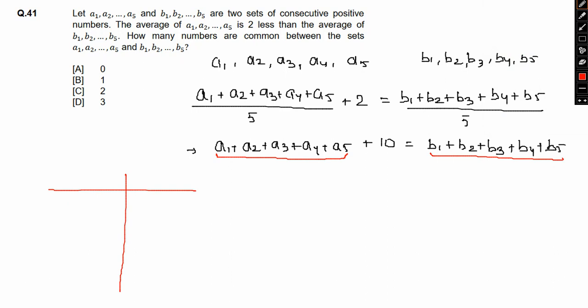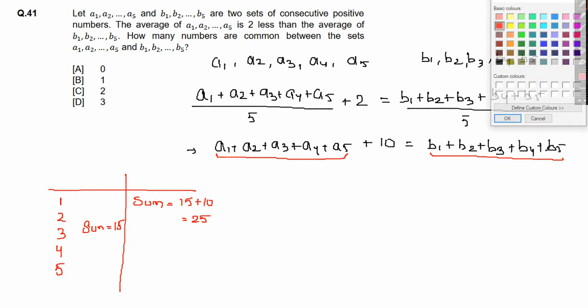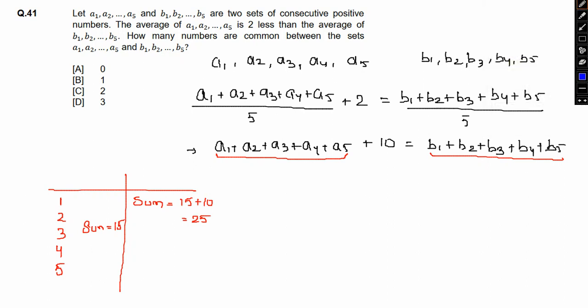So let us consider the series, say 1, 2, 3, 4 and 5. Okay, let's take this. So what's the sum? 6 plus 4 is 10, so here the sum would be 15. Now note what we need for the next series. We need this series sum to be 15 plus 10, that is 25. Okay, so what can we use in this regard?